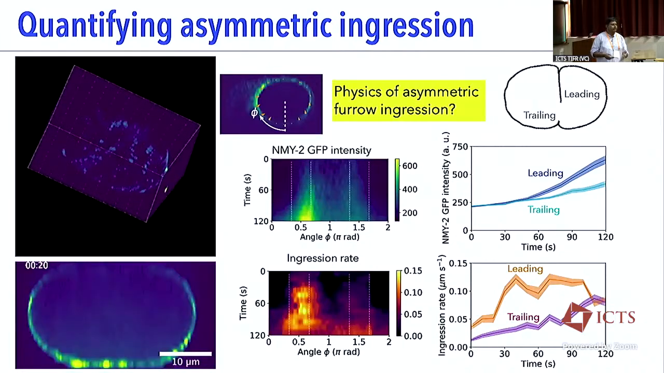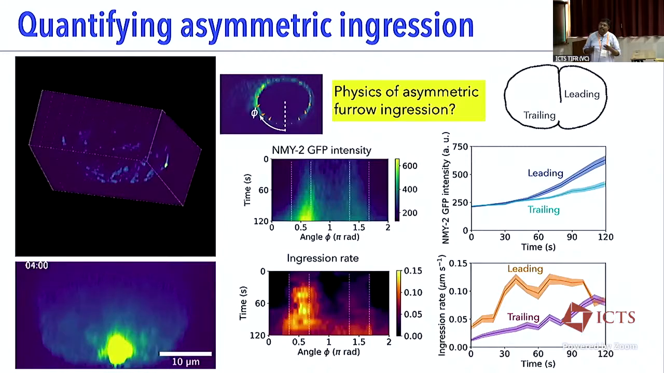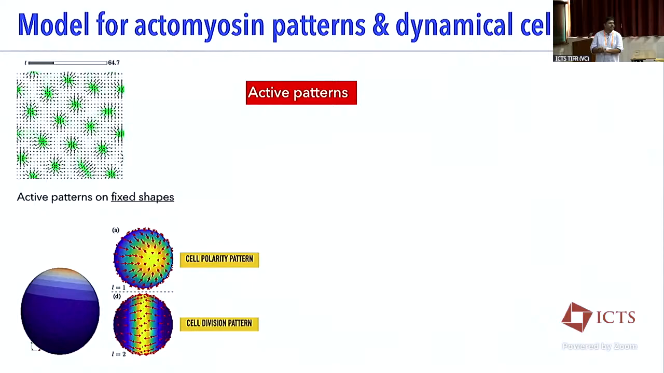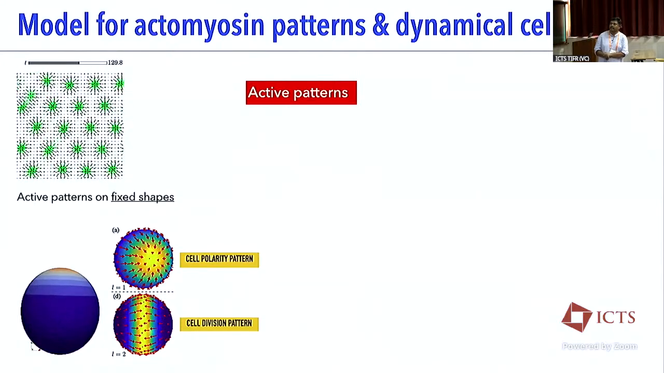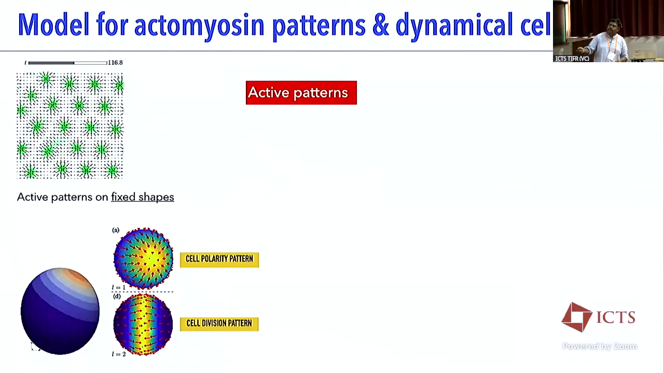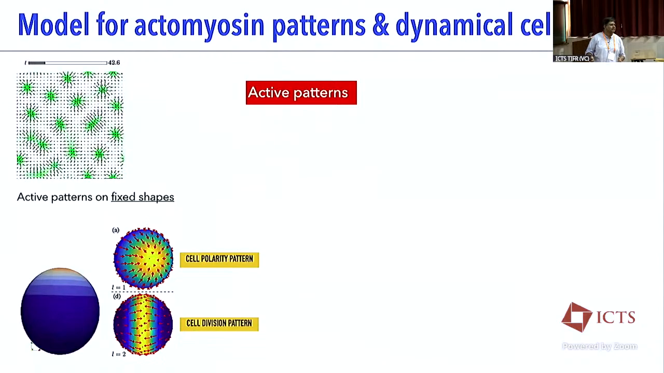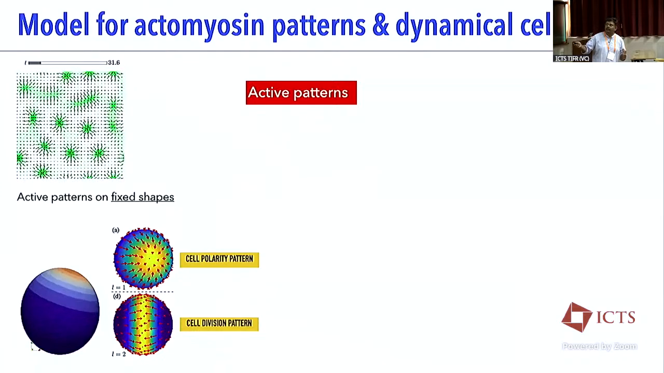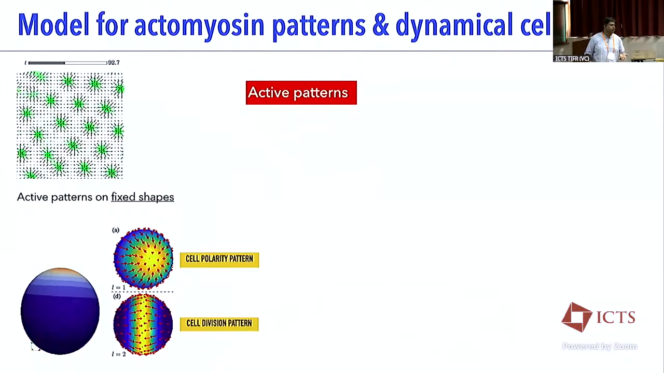If you have quantitative data, it begs a quantitative theory. You would like to understand why and how this comes up. So this is a conceptually different problem, and I just want to take a minute to explain that. So far, the kind of patterns that we've been discussing are patterns, maybe Turing patterns, maybe active mechanochemical patterns. These were patterns on fixed domains, right? Maybe periodic, maybe no flux, maybe sphere, maybe ellipsoid, whatever. The geometry was fixed, and these were patterns on fixed geometries.